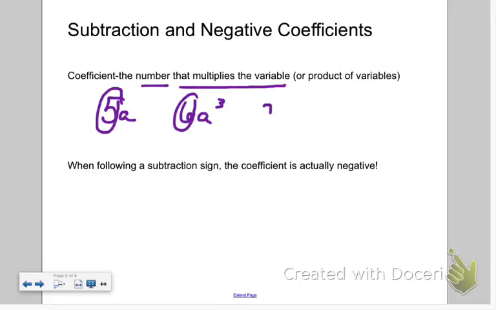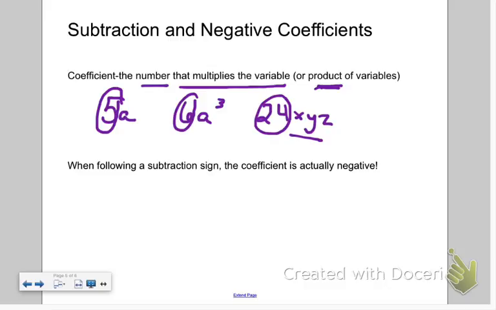Or maybe you want 24 times x times y times z. Well, 24 is still the coefficient because it's multiplying this product of variables. It's multiplying not just one variable, it's multiplying all of these variables that are being multiplied. And we use the word product for multiplication. So 24 times x times y times z, 24 is your coefficient. Now, when following a subtraction sign, the coefficient is actually negative.